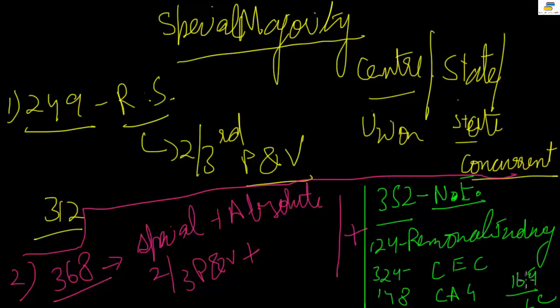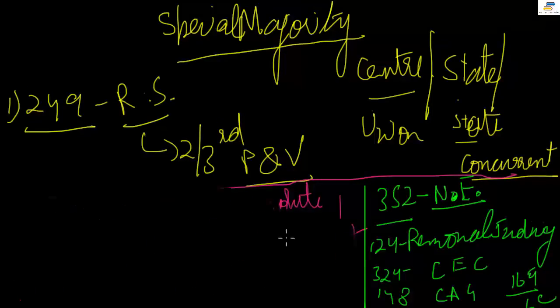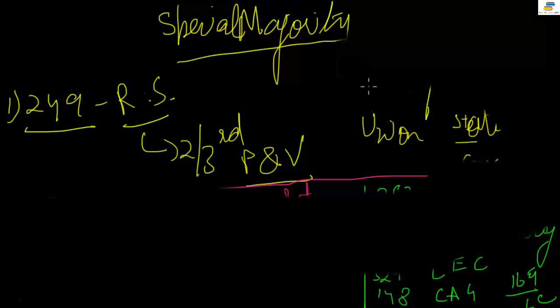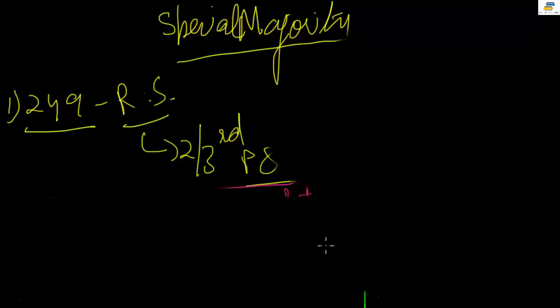Article number 169. Right now, there is just one more case of the need of the special majority, and I just want to talk about it especially because this has been asked in paper directly. And this is about the removal of the president of India, right? How the president of India is removed. So this is about that. So let's talk about it.